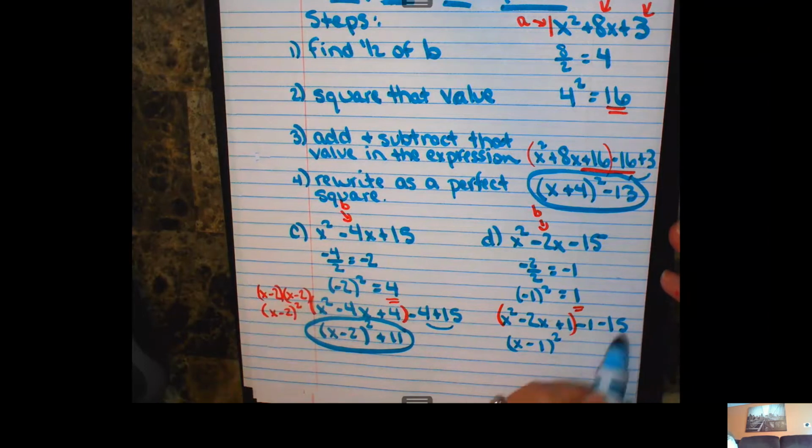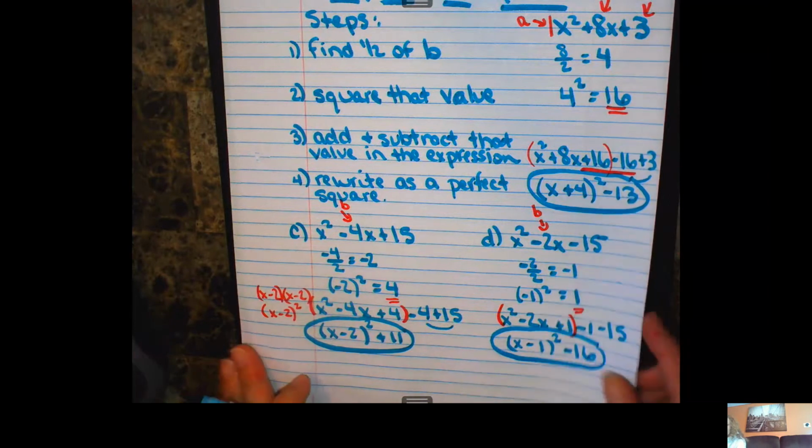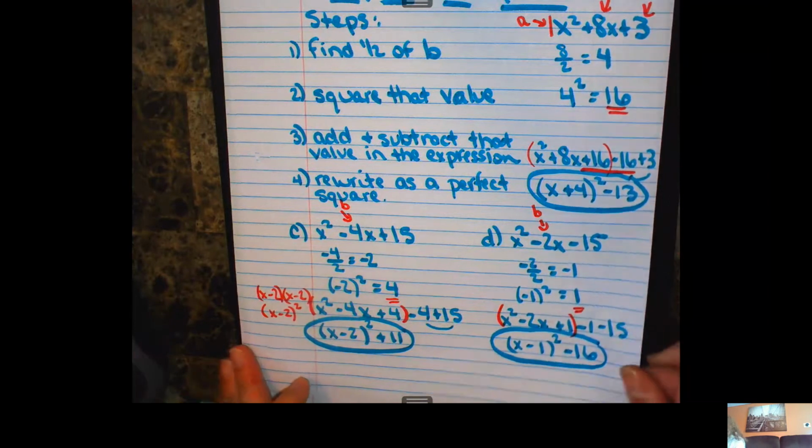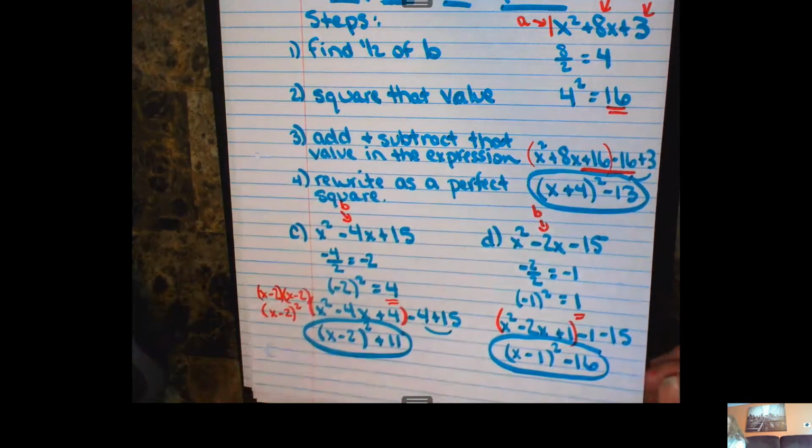If we combine these two terms, negative 1 minus 15 is negative 16. So there's your answer in vertex form, which means completing the square. Two more examples, and I think you'll get the idea. Here's example E. Feel free to pause the video and try it on your own.